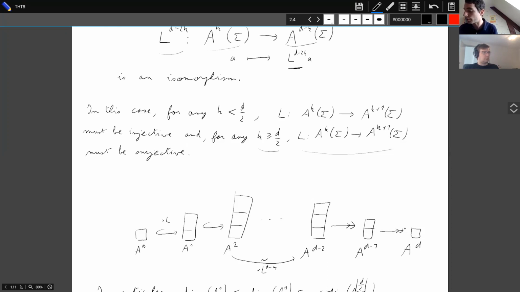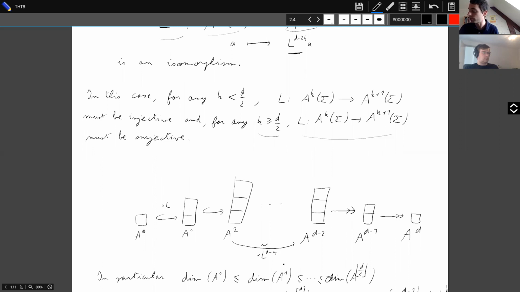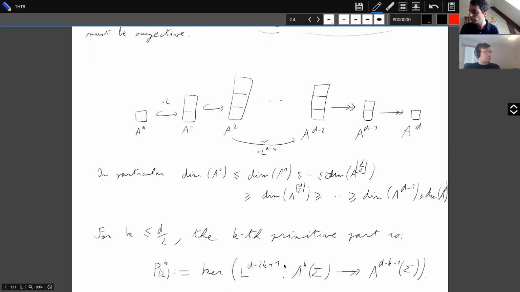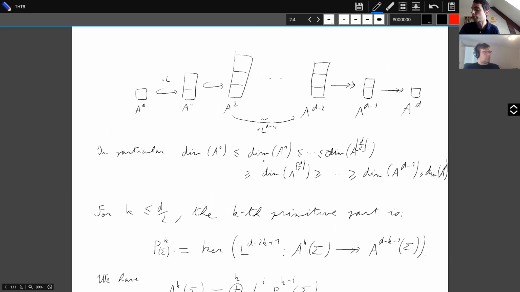Okay, so more or less we have this scheme. A^0 is injected in A^1 by the multiplication by L, which is injected in A^2, etc., until the half, and then we have surjections. And we have a symmetry, we have an isomorphism like that. Is that clear? So in particular, the dimension of A^0 is less than or equal to the dimension of A^1, etc. So the dimension increases and then decreases.